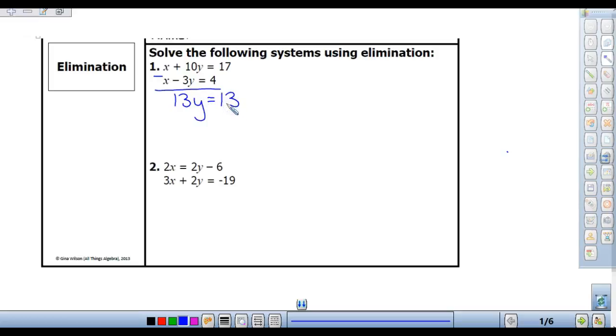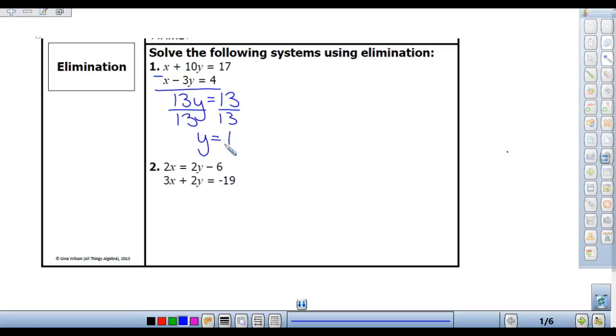How many of us had 7y? I would assume a few. Yep, because that's a pretty common mistake in both classes. Okay, then we divide by 13. So if you got 7y, make sure that we're making corrections on this. So y equals 1.